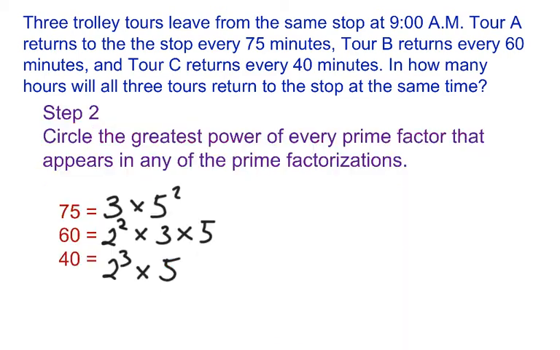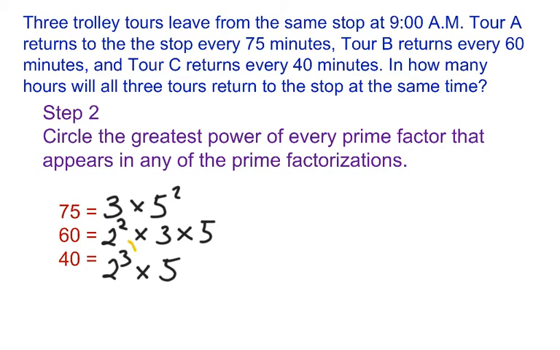So now that I have my prime factorization, I can find the least common multiple using a few strategies. I've written out step 2, which is to circle the greatest power of every prime factor that appears in any of the prime factorizations. You see I've rewritten the prime factorizations of 75, 60, and 40. Make sure you write down step 2. Circle the greatest power of every prime factor. So we're only looking at the powers.